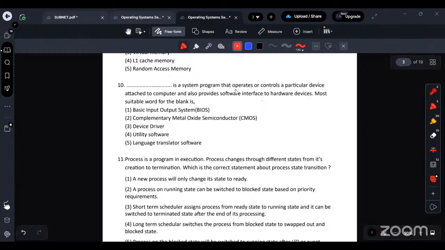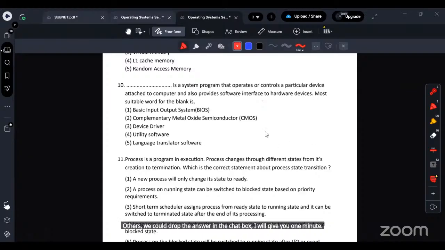Others, quickly drop the answer in the chat box. I will wait. I'll give you 1 minute. Even 1 minute is too much. Quickly, guys. Lena, Noora, answer. Ajmal.